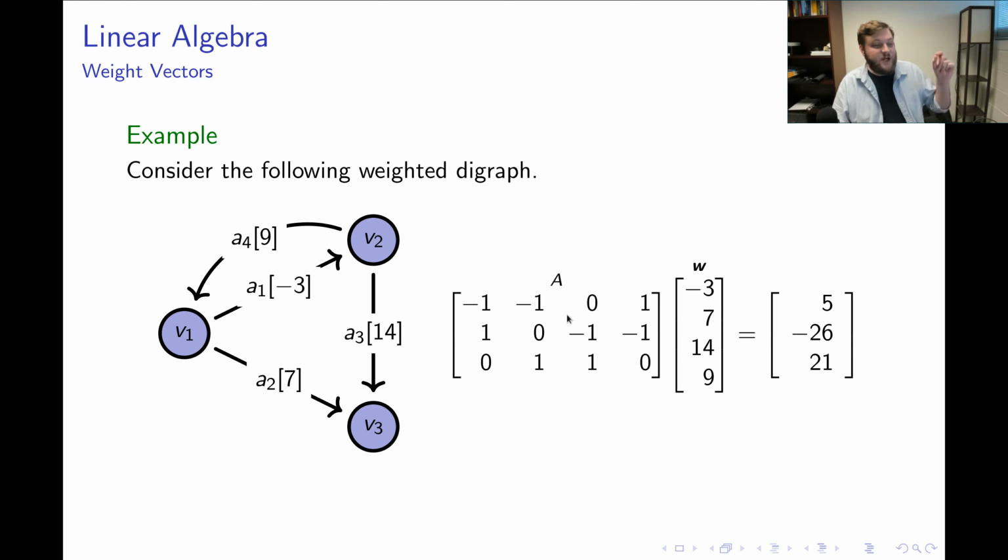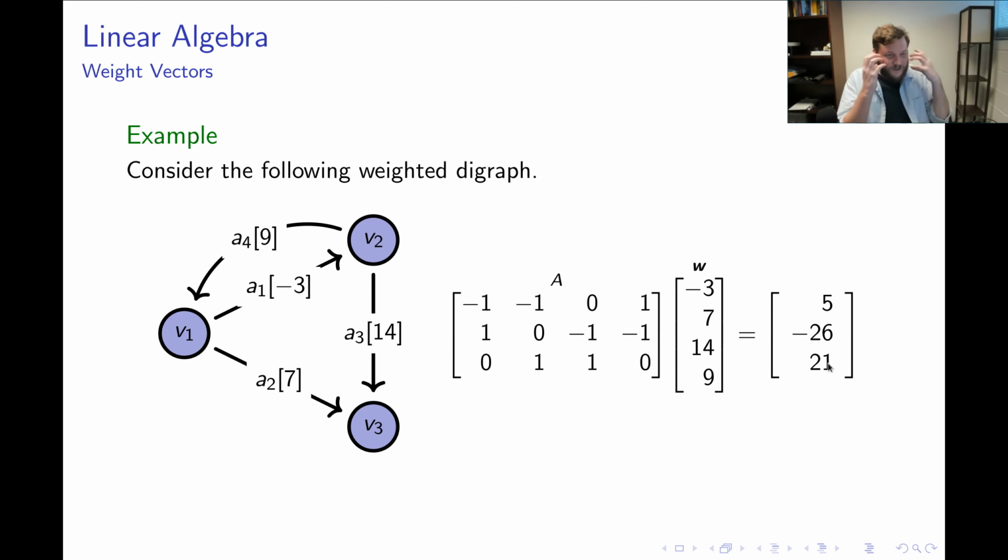Well, in this situation, my incidence matrix is 3 by 4, and my weight vector is a vector in R4. So I'm allowed to multiply my incidence matrix by my weight vector. And what happens when I do this? It's worth asking. Well, what happens is I produce the vector 5, -26, 21. So what am I doing? I'm multiplying A by W, and I'm producing a vector in R3.